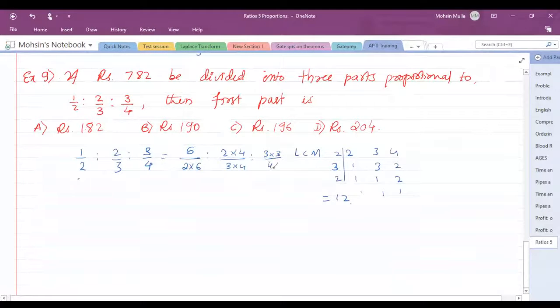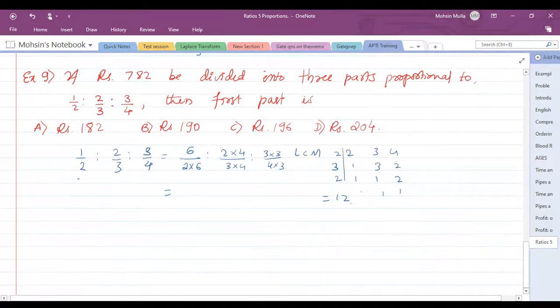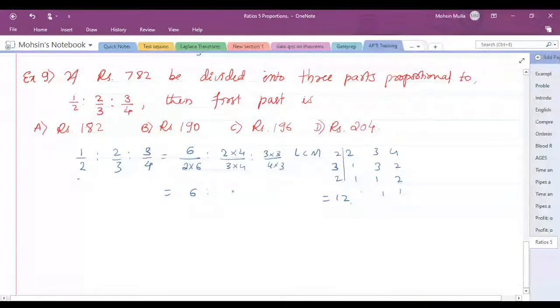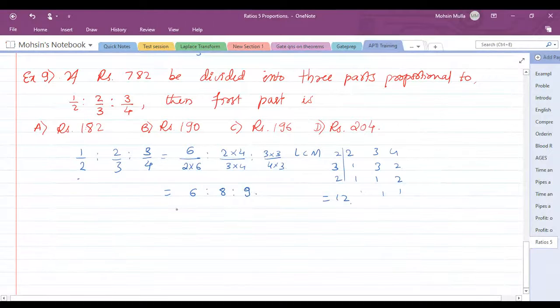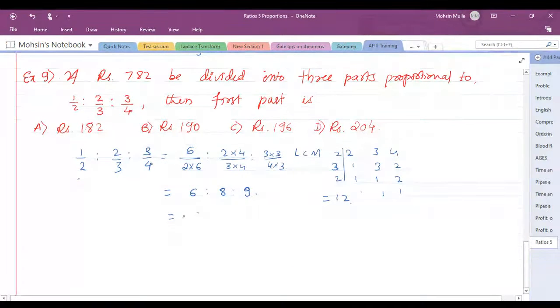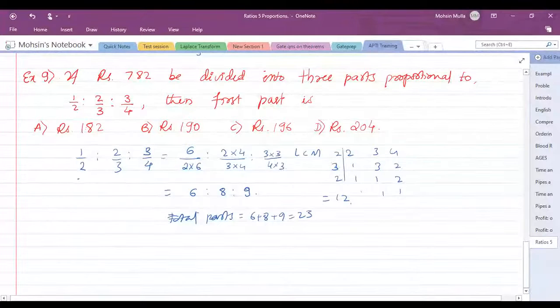So in all the three terms the denominator is common, and in the ratio we know that the common term should be removed. So the remaining will be just the numerator part. Here 6 is to 8 is to 9. Total parts is going to become 6 plus 8 plus 9, that is 23. So there are a total of 23 parts.